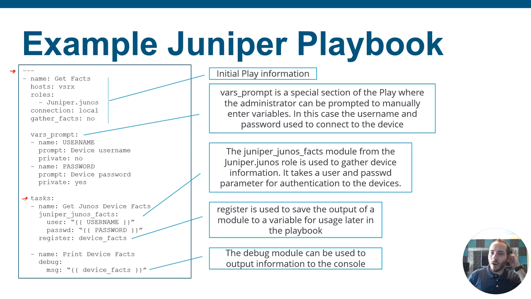So within our list item here, we have the name of our task, and then we have our module that we are looking to execute. In this case, the Juniper Junos Facts module from the juniper.junos role. This is used to gather the device information, and it takes in a username and password parameter for authentication to the device. And here we are using our username and password variables.